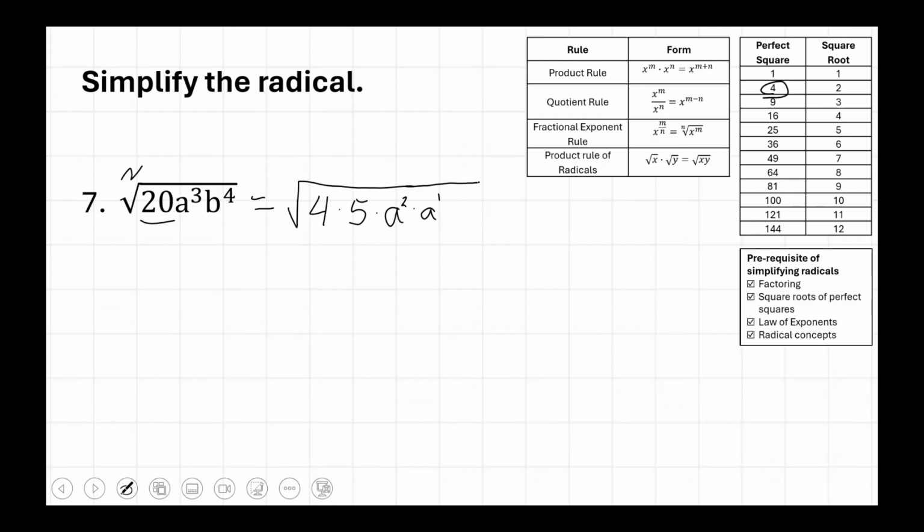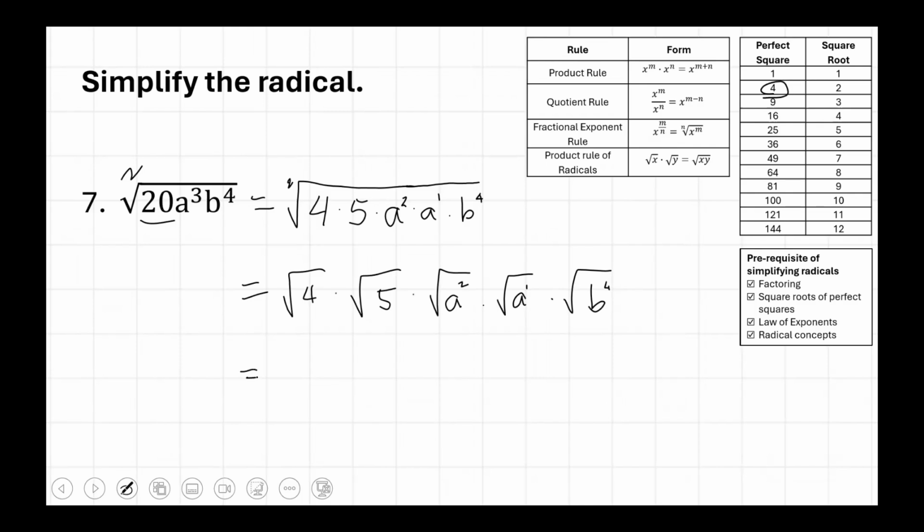because 3 is not divisible by 2, times b to the 4. I will not break it apart because 4 is divisible by 2. Now we need to rewrite our factor form to square root of 4 times square root of 5 times square root of a squared times square root of a times square root of b raised to 4.